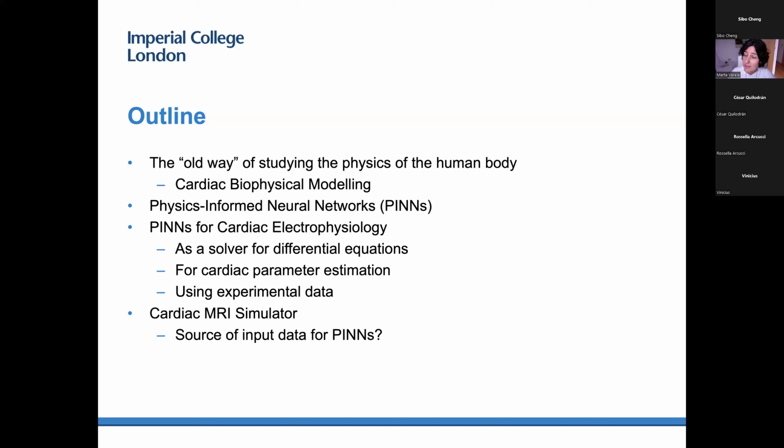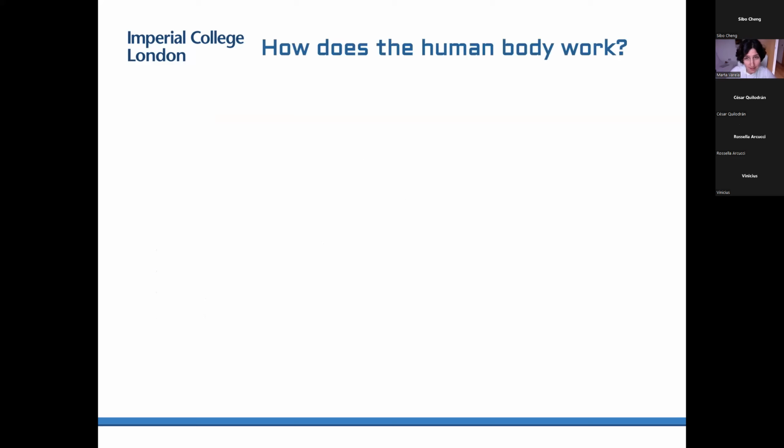At the end, if I have time, I'll show you some synthetic data that I've been creating using a cardiac MRI simulator with the aim of using it as training data for the PINNs, although I won't show you that data yet.